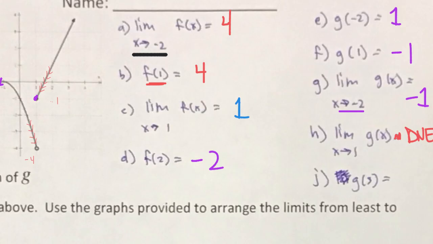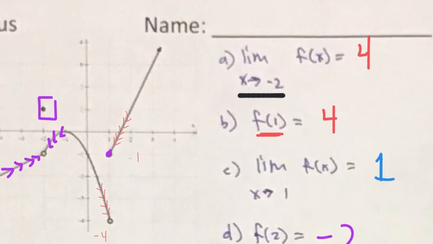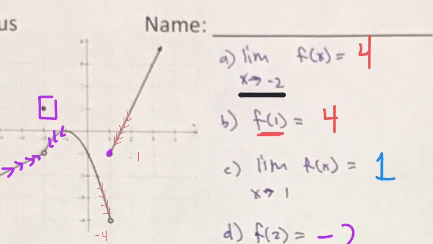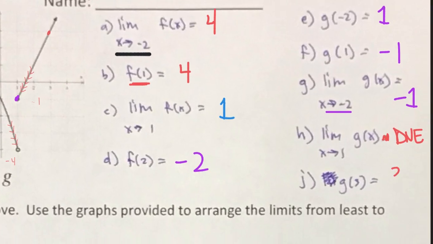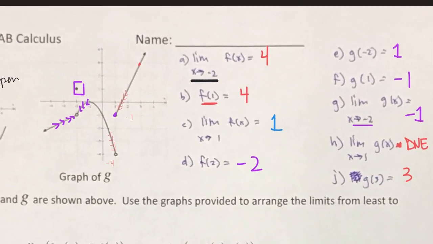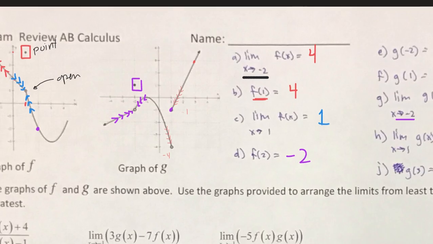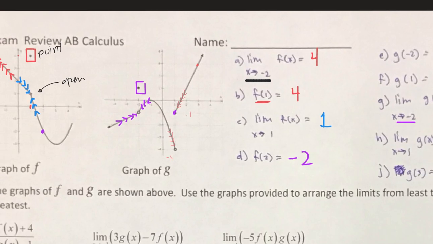Okay, and then g of 3, what's the y value when x is 3? Well, that's just this point here on the graph. It looks like the y value is +3. So there's the difference between a y value from the graph and a limit from the graph. It's an important distinction that I need you to know how to differentiate between those two concepts: the point of your function versus the limit of the graph.